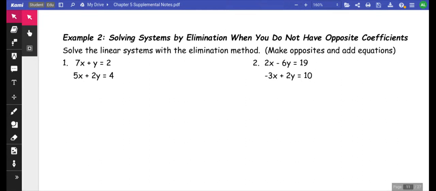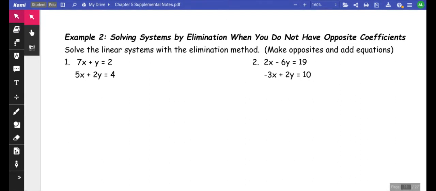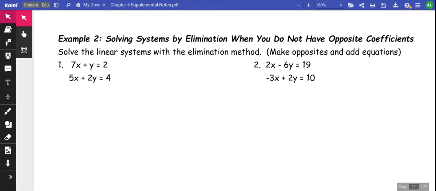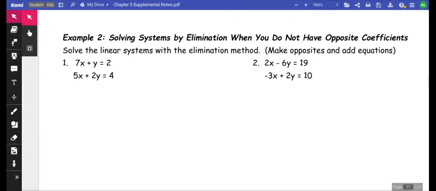There we go. So I've got these equations here where if I just added them together, I would just end up with another equation that I can't solve. I need variables to cancel out if I'm going to solve by elimination.